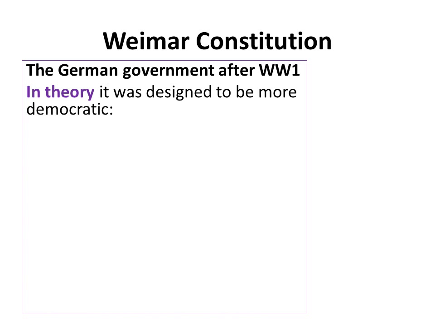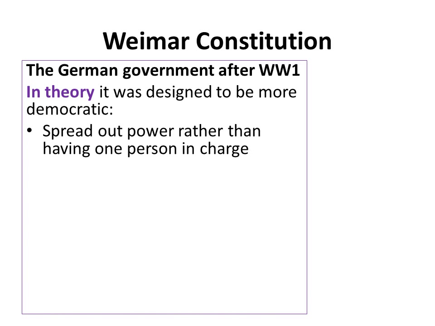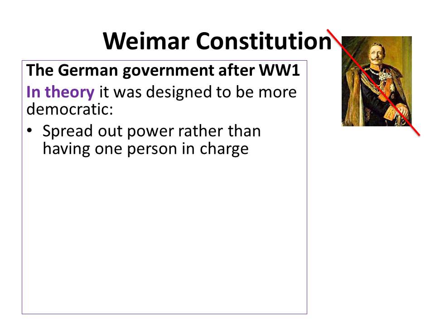So in theory, it was designed to be more democratic. It should have power spread out rather than having just one person in charge. So on the right you can see the old Kaiser, and rather than having him in charge, it's not one person anymore, there's many different peoples and groups of peoples.